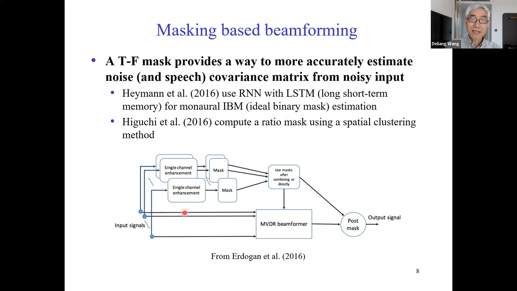So the idea, let's illustrate here, is that you have an array recording and you first perform single-channel signal enhancement through a time frequency mask, computing a time frequency mask for each of the microphone recordings. Then you find a way to combine the masks, either multiple masks or a single combined mask, which will provide information for computing the noise covariance matrix in the MVDR beamforming.